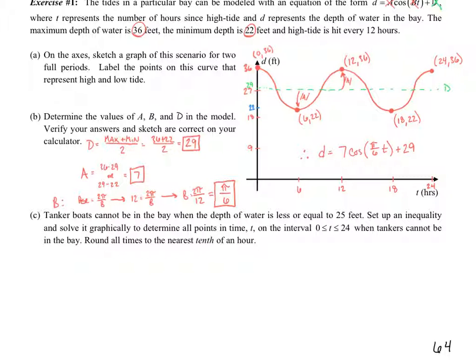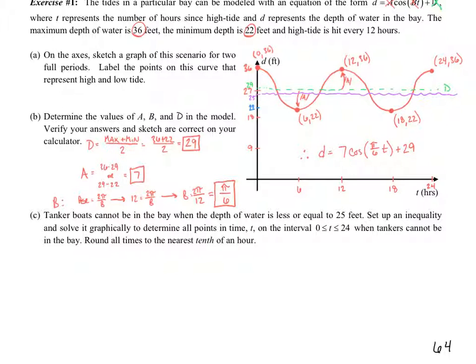Because if you're the driver of a tanker boat, that tanker boat has a bottom on it, and that bottom goes underneath the water. So you can't drive a massive boat up a teeny little canal because it's too shallow. You need some depth to the water for that boat to float. So I'm going to make a mark at where 25 would be. 25 would be around here, and I'm going to have that be our water line, or our acceptable water line.